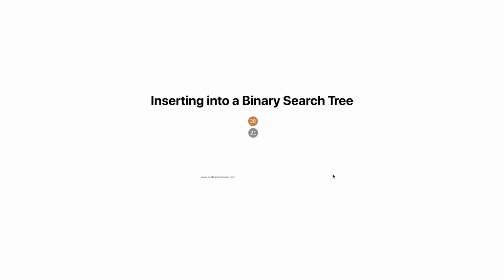So here's a really good example of how it chooses which way to go when inserting into a binary search tree. And this would all be recursive as it gets put in.